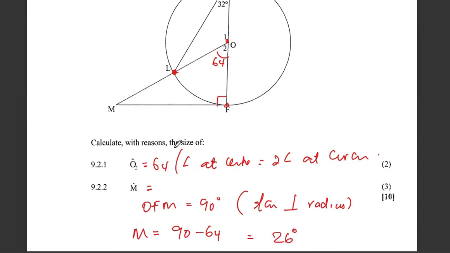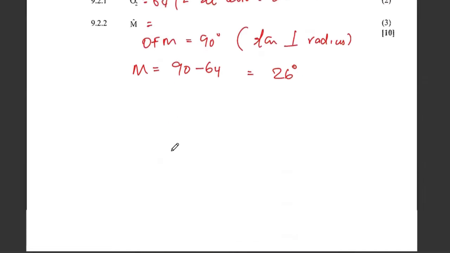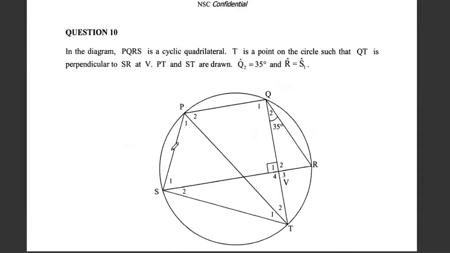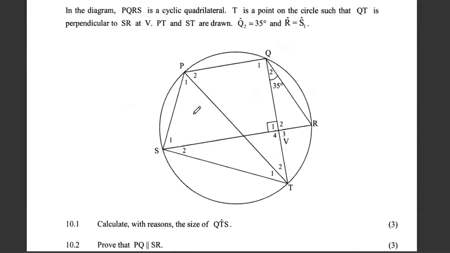Okay, so that's how I would have approached question 9 first. Question number 10, in the diagram, PQRS is a cyclic quad. T is a point on the circle such that QT is perpendicular to SR, perfect. And then PT and ST are drawn, Q2 is a 35, beautiful.